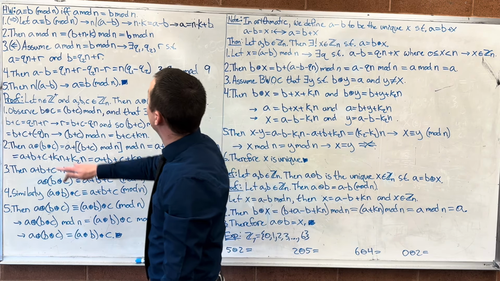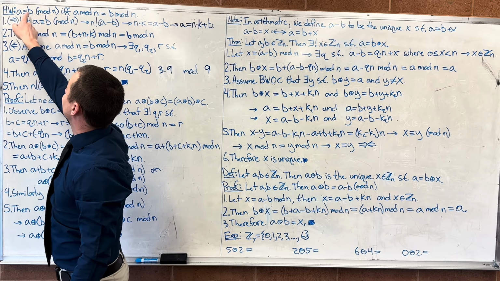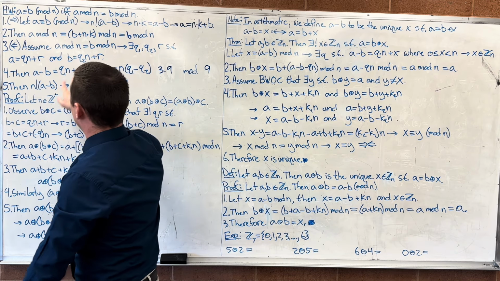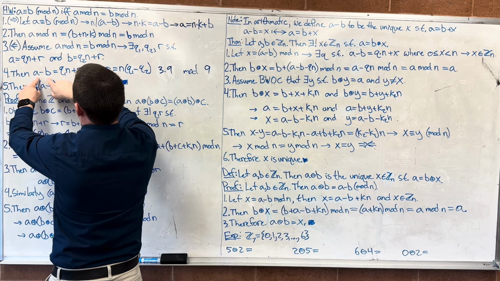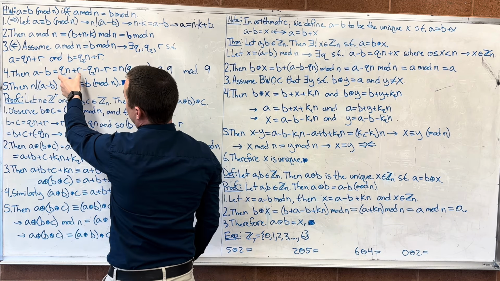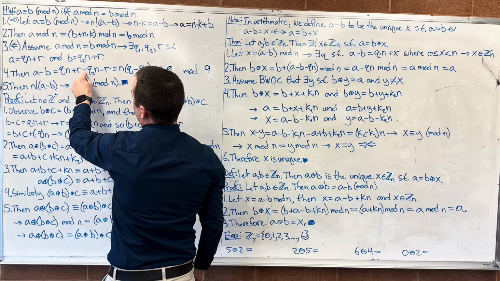And now, I'm trying to prove A is congruent to B mod n. I'm going this direction. So I need to show that A minus B is divisible by n. So what is A minus B? Just flat out plug in. Here's A. We're doing minus B, so you gotta make both numbers negative.